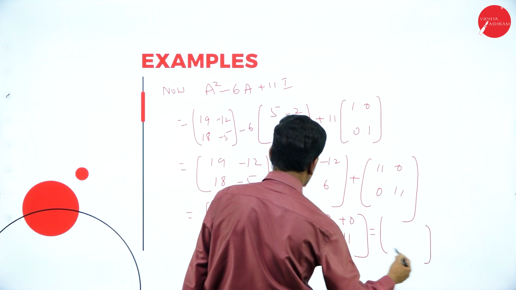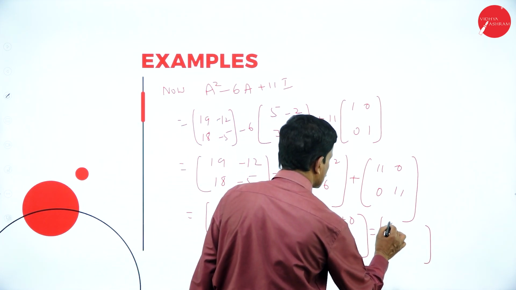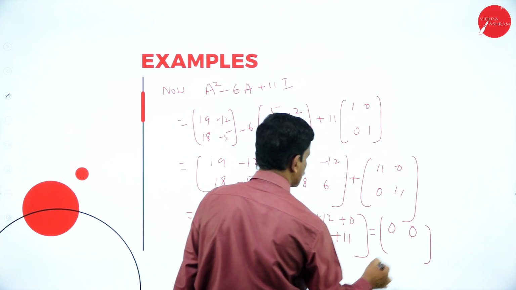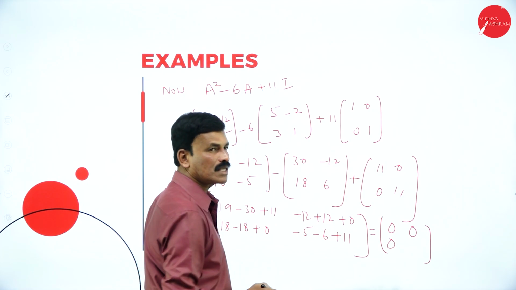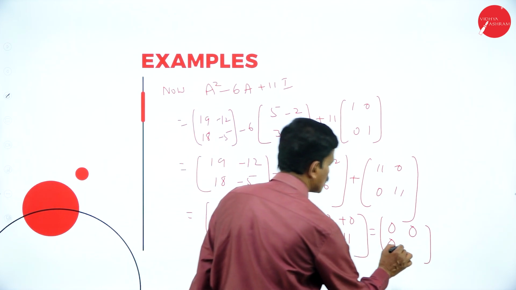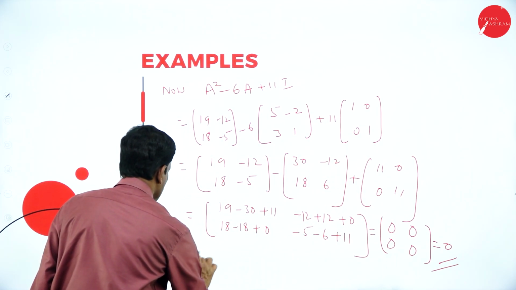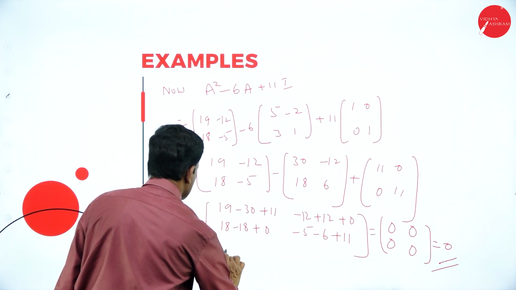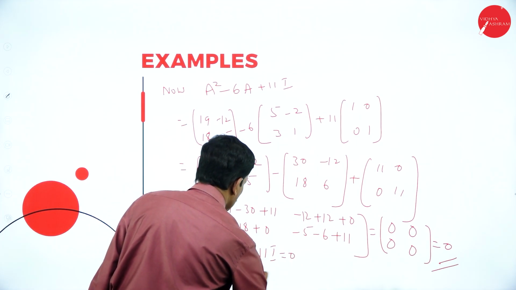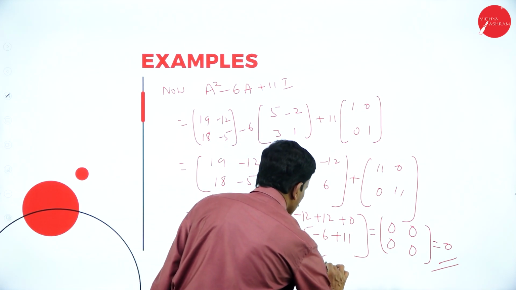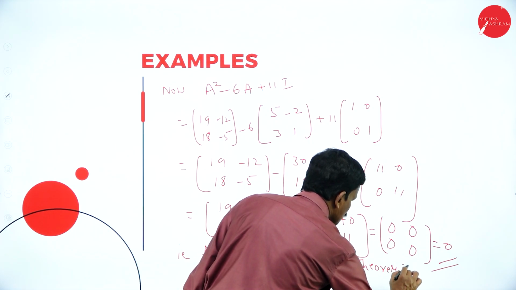What is this equal to? 11 plus 19 is 30. Minus 30 plus 30 gets cancelled, 0. Minus 12 plus 12 gets cancelled, 0. Minus 18 plus 18 gets cancelled, 0. Minus 5 minus 6 is minus 11, plus 11 gets cancelled, equal to 0. So A square minus 6A plus 11I is equal to 0, a null matrix. Therefore, the Cayley-Hamilton theorem is verified.